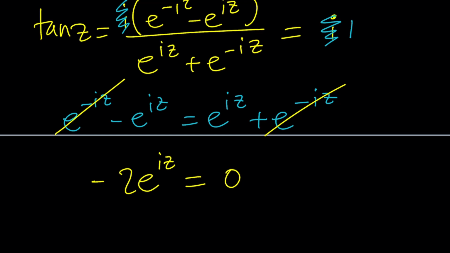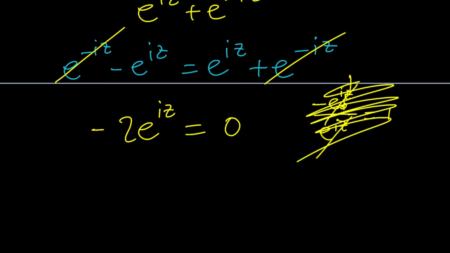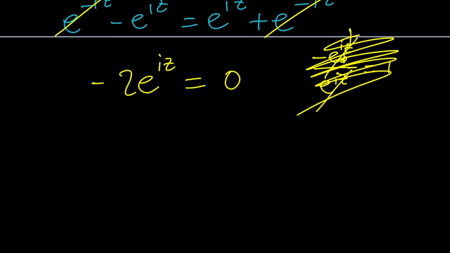What happens if you divide both sides by e to the power iz? Something interesting happens. If you do it, you're going to get negative e to the iz divided by e to the iz equals 1. When these two cancel out, you're going to get negative 1 equals 1, which doesn't make sense at all. So don't divide, just add or subtract. And if you divide both sides by negative 2, you're going to get e to the iz equals 0.